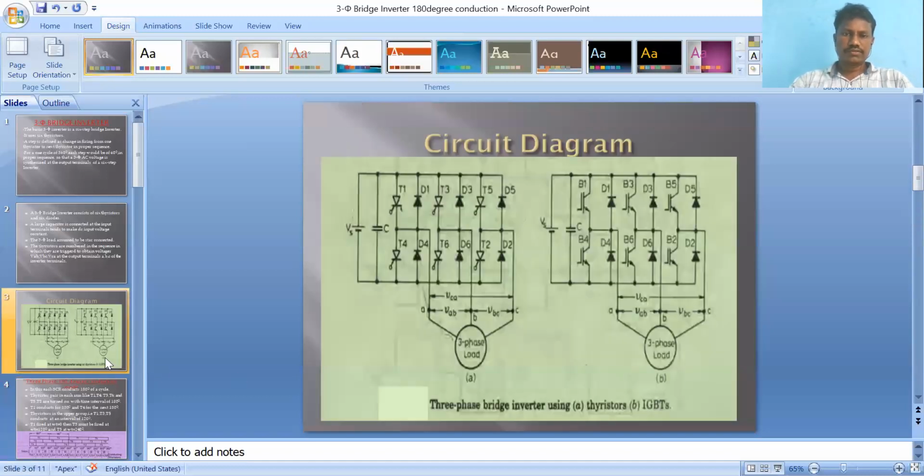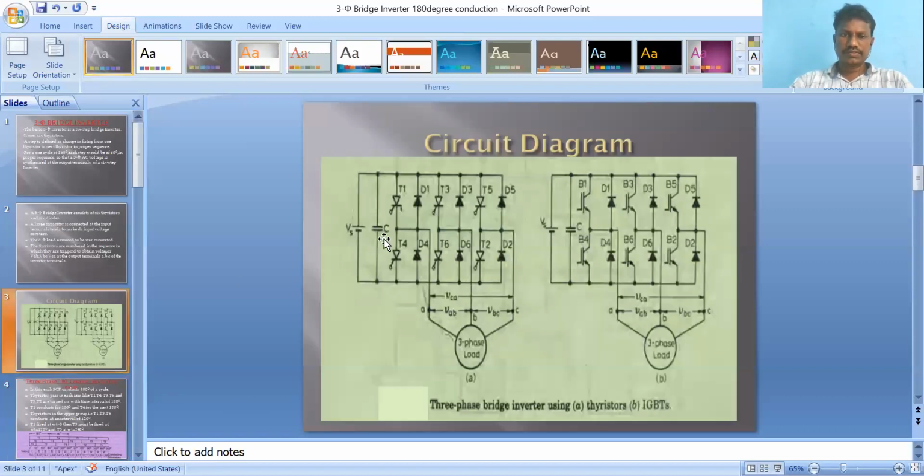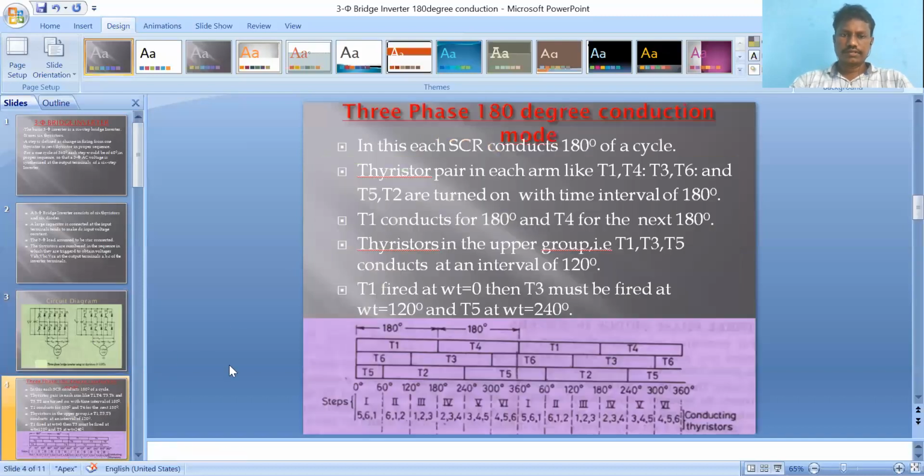The second limb thyristors, what are those? T3, T6. So it is the second phase. With respect to the first phase, the second phase has a 120 degree phase displacement. So it starts at 120 degrees. Clear? At 120 degrees, T3 starts. The first group thyristor is T3. Here it is 120 plus 180, which is 300. So from 120 to 300, T3 will start.